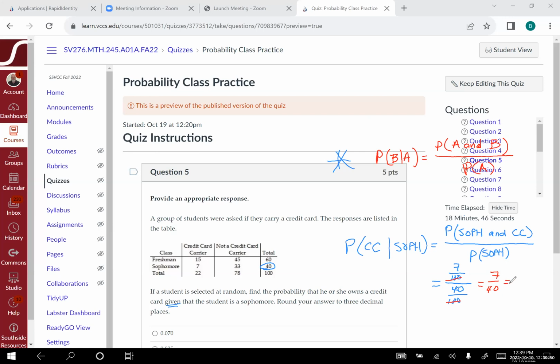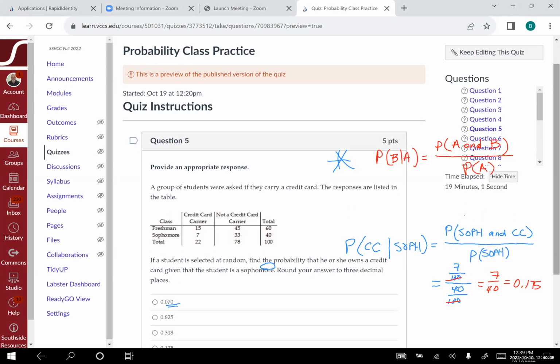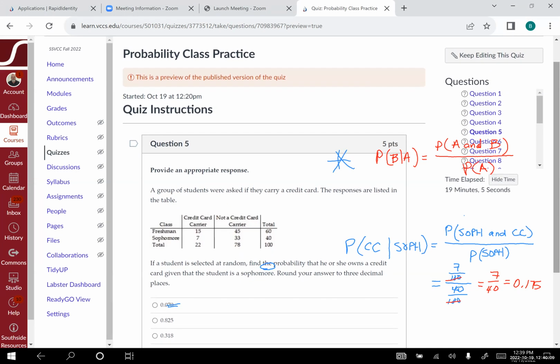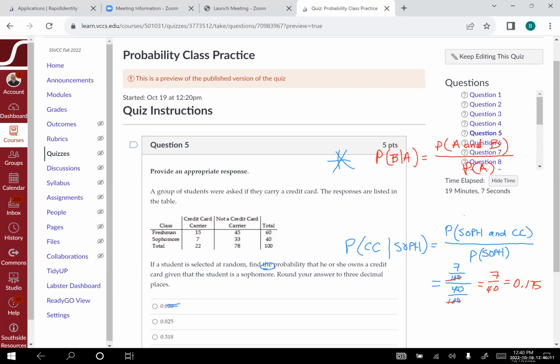What does that calculate out to as a decimal? 0.175. So the probability of a student having a credit card, given that student's a sophomore, is 0.0175. And there's the answer there at the bottom.